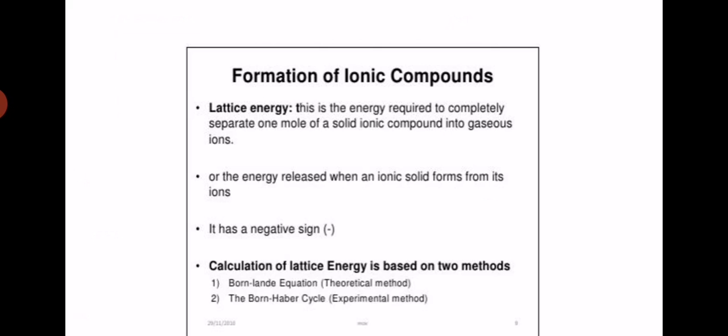When these two are present in the gaseous state, they convert into NaCl in the solid state. Here some amount of energy is released. So this released energy is nothing but lattice energy. This lattice energy can be calculated by two methods. One is the Born-Lande equation, which is a theoretical method, and the next one is the Born-Haber cycle, which is an experimental method.